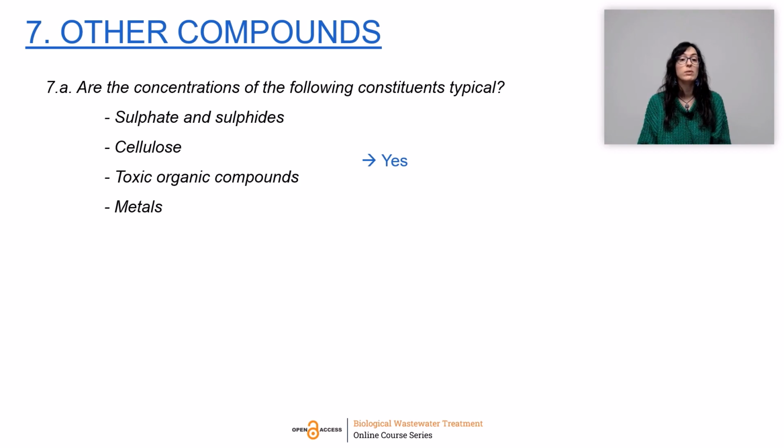So to sum up, as part of this question, we have answered 3 sub-questions. First, we compared the concentrations of different compounds with the typical ranges observed in wastewater. And we saw that all of them were within the normal concentrations.